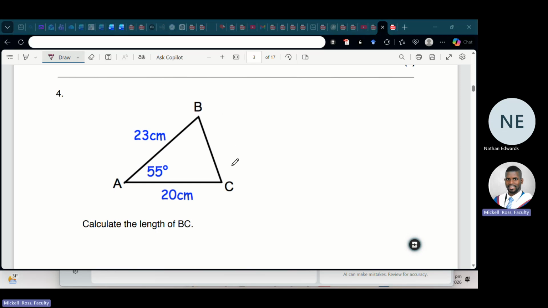So for this one, I want you to do two things. I want you to, as they say, calculate the length of BC, which is the cosine rule, and you're going to calculate the area of this shape, which is the trigonometric point. Go ahead and try this one, please.